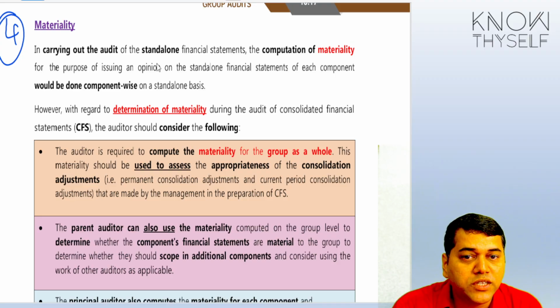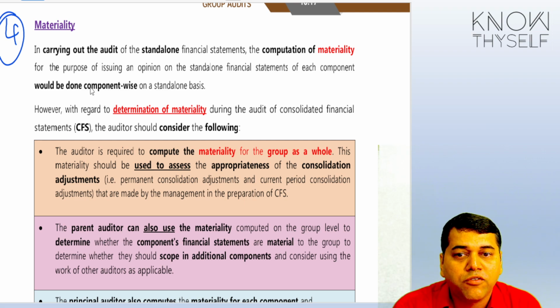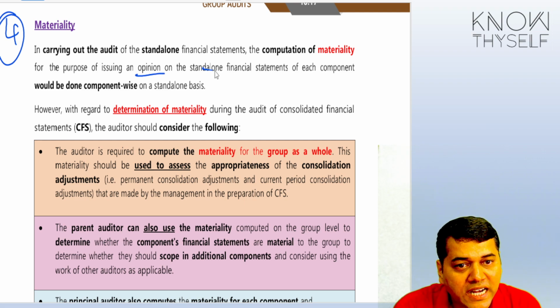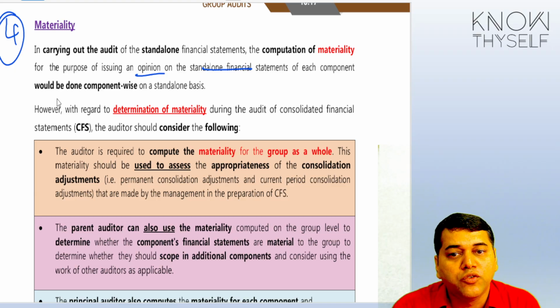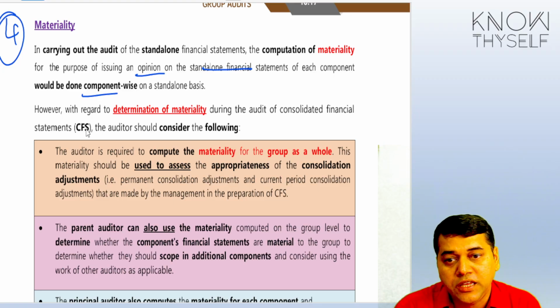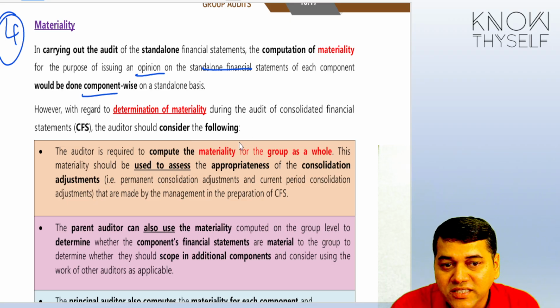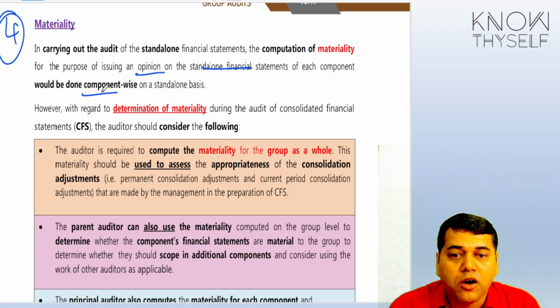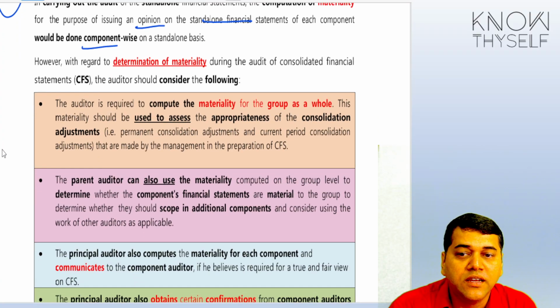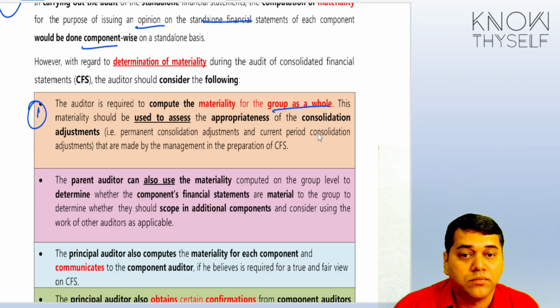Now, in carrying out the standalone statement, you may have to compute the materiality for the purpose of issuing opinion on the standalone for each of the components, which would be done component wise on a standalone basis. But however, with regard to the CFS, regard to the determination of materiality, the auditor has to consider the following. One, the auditor has to compute the materiality for the financial statement or for the group as a whole.